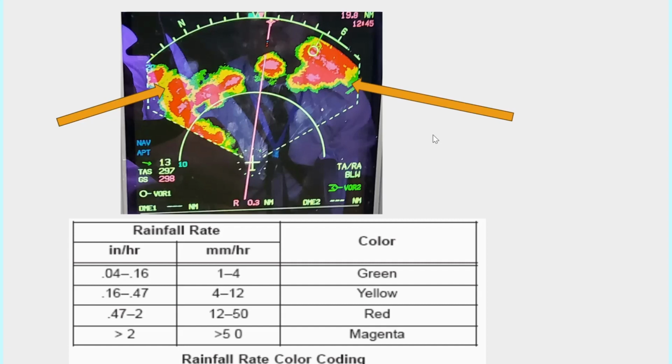And obviously red is very heavy. It could be a lot of turbulence, a lot of heavy rain in there, maybe with hail. So you don't want to actually even go into red. Red is just a no-go. And magenta is basically turbulence. That's where you really don't want to go.